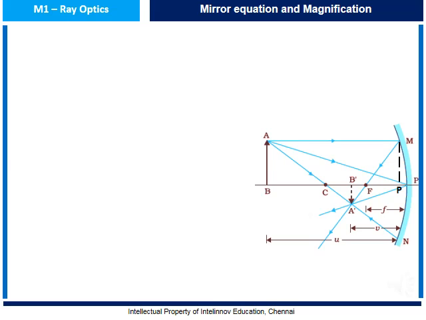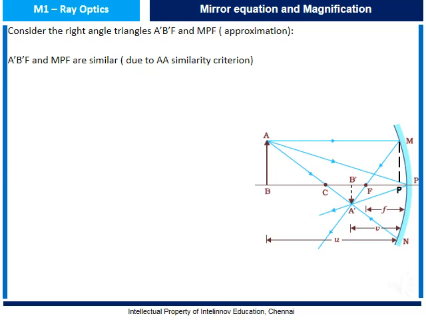Now let us understand the derivation for linear magnification. In the given diagram, consider the right angle triangles A dash B dash F and MPF. Here we have approximated MP as a straight line, since the distance between the point P and the pole is very negligible. A dash B dash F and MPF are similar. This is due to angle-angle similarity criteria.